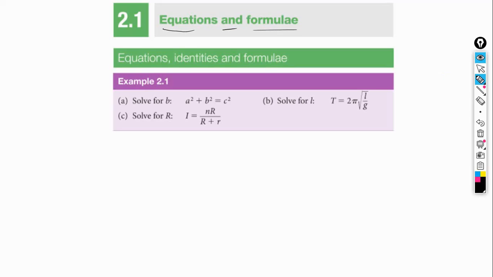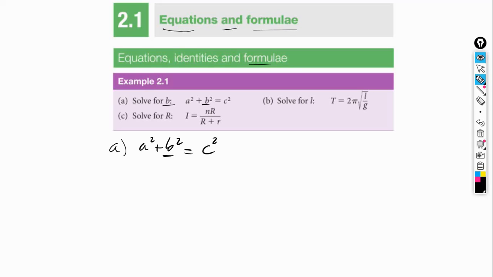First, we start with equations, identities, and formulae. So in example 2.1, they want us to solve for a variable. So for letter A, they want us to solve for b in the expression a squared plus b squared is equal to c squared. So we want to solve for b.